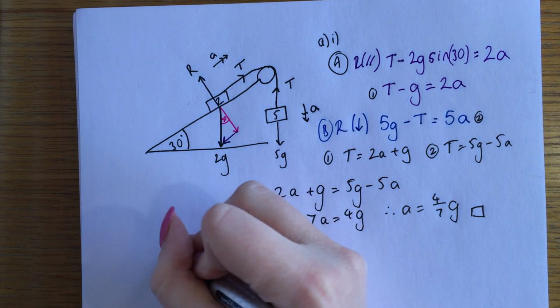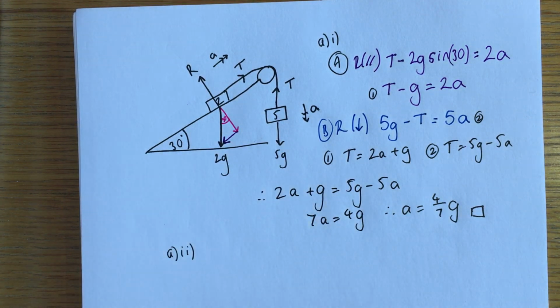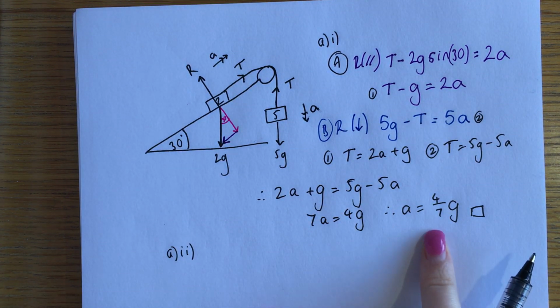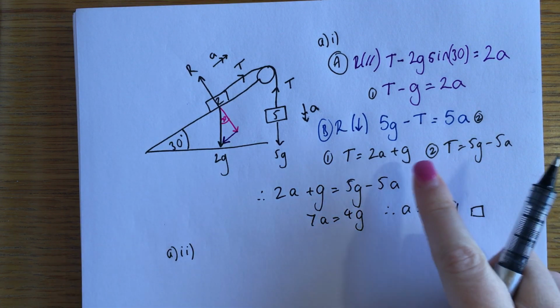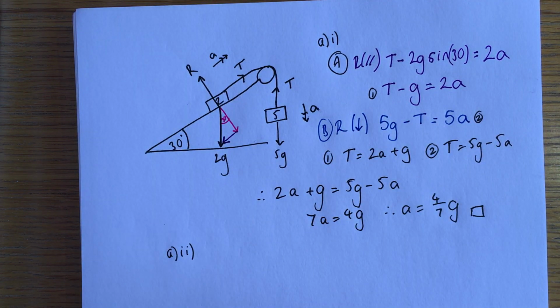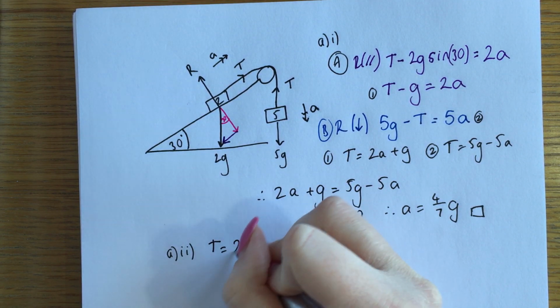The next part, find the tension in the string. Well, we're just going to substitute this value into one of our other values. For tension, I prefer addition to subtraction.